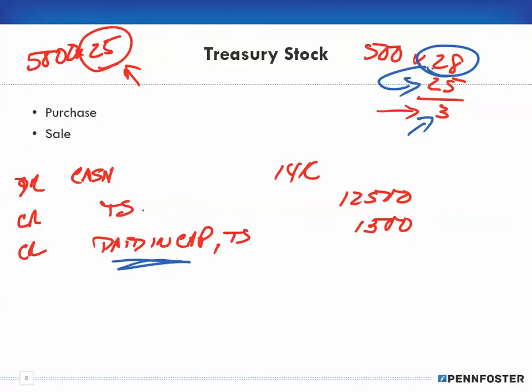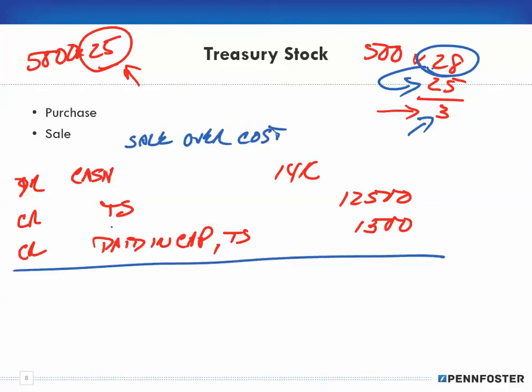Since you have to do this calculation for the treasury stock, it's easier to just back into the paid-in capital amount by taking the difference between your debits and your credits to make the journal entry. So that's how that journal entry looks when we're selling it over cost.